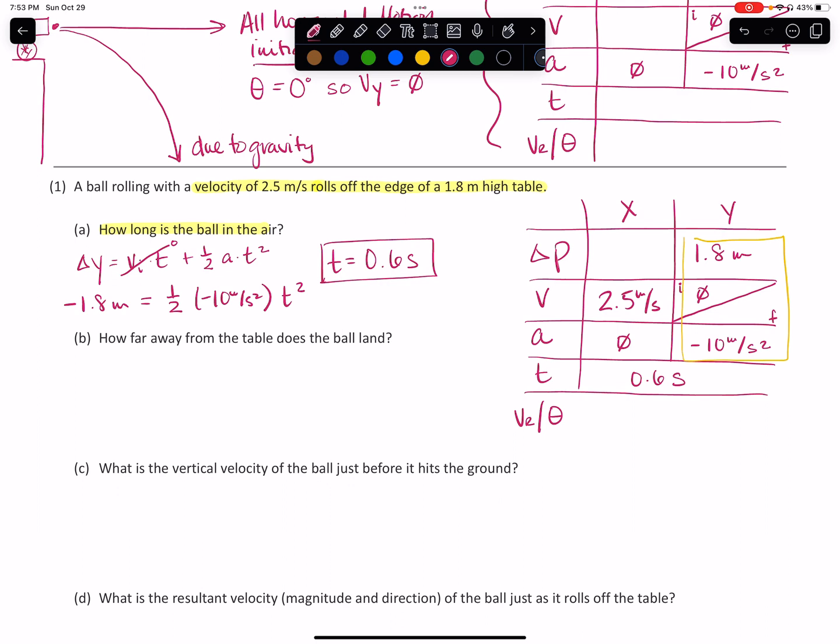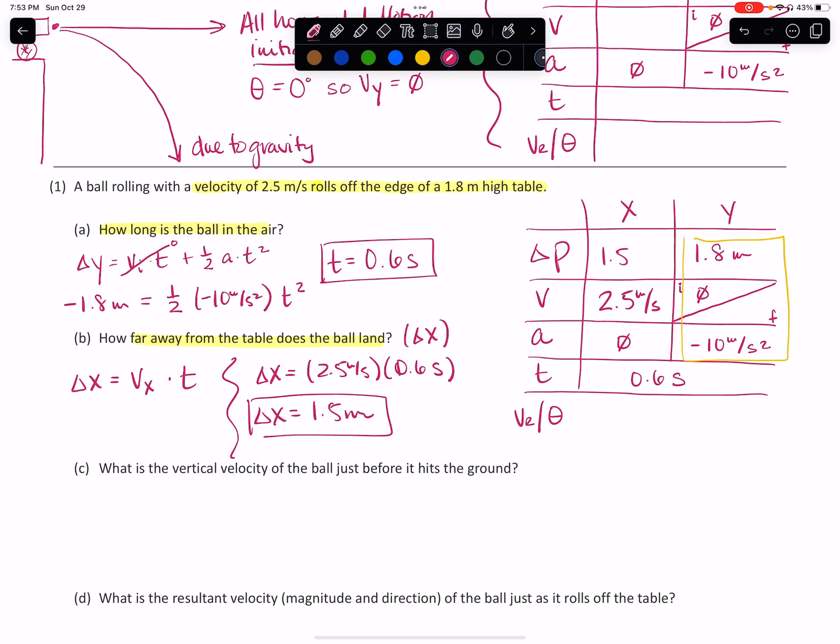Now it wants to know, how far away from the table does the ball land? So we're looking for the range. This is the change of position horizontally. And now that I know the time, I have my horizontal velocity, so I can solve for that change in position. The change in position for x is going to be equal to my horizontal velocity times time. So change in position equals 2.5 meters per second times 0.6 seconds. So the change in position horizontally is going to be 1.5 meters. So that could go in here too.